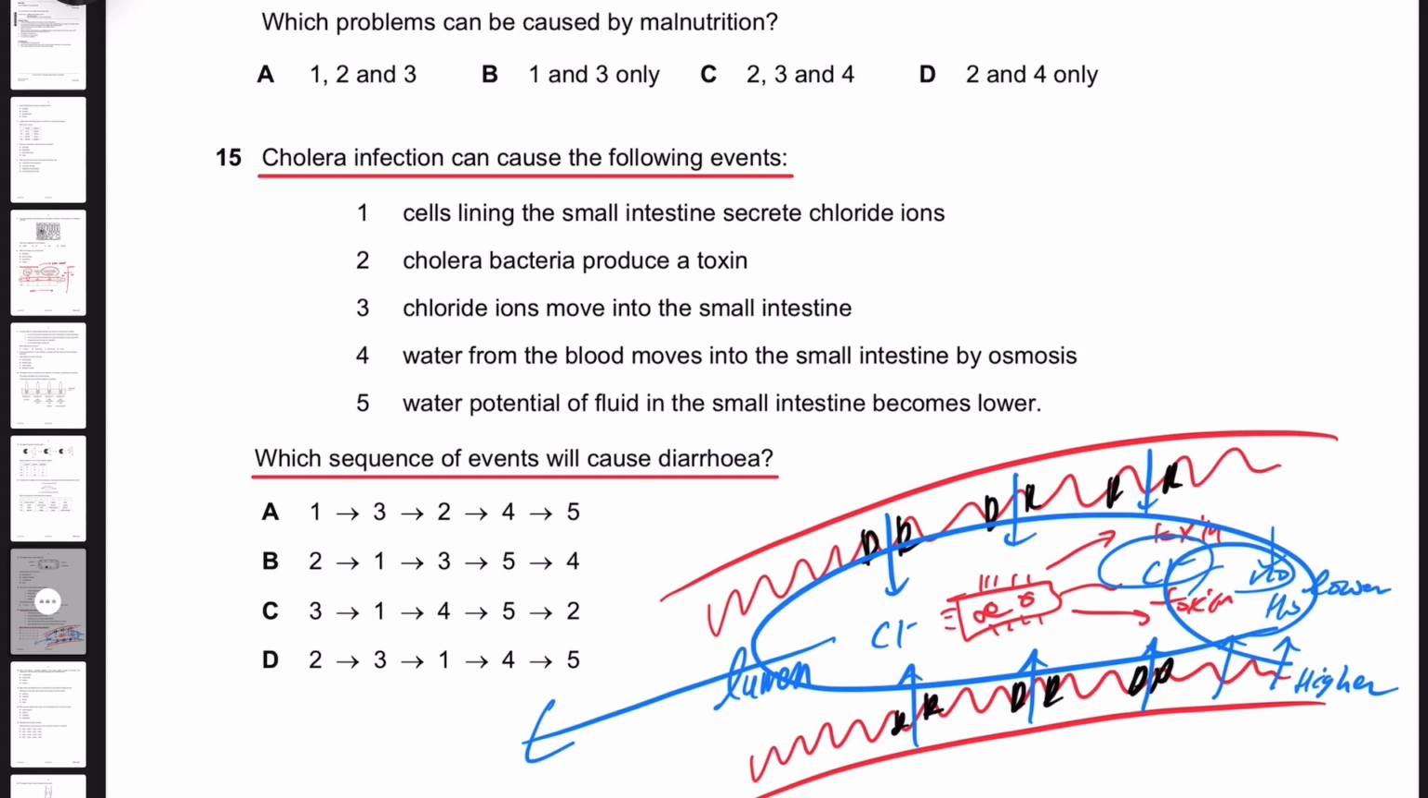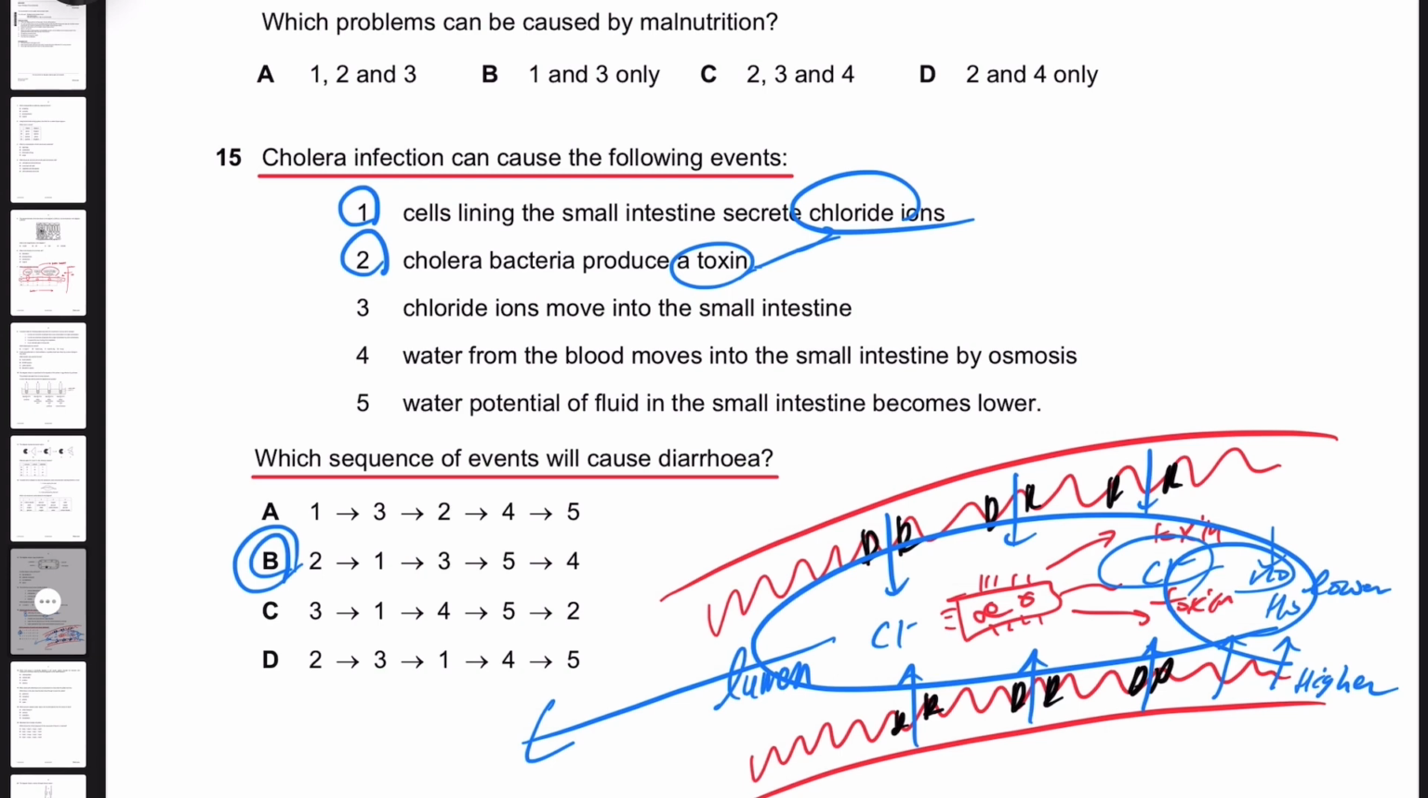So the answer must have cholera bacteria producing toxin first, so it's either B or D. And then the toxin causes the chloride ions to go into the small intestine. So number 1 is the correct answer. So the answer is B.